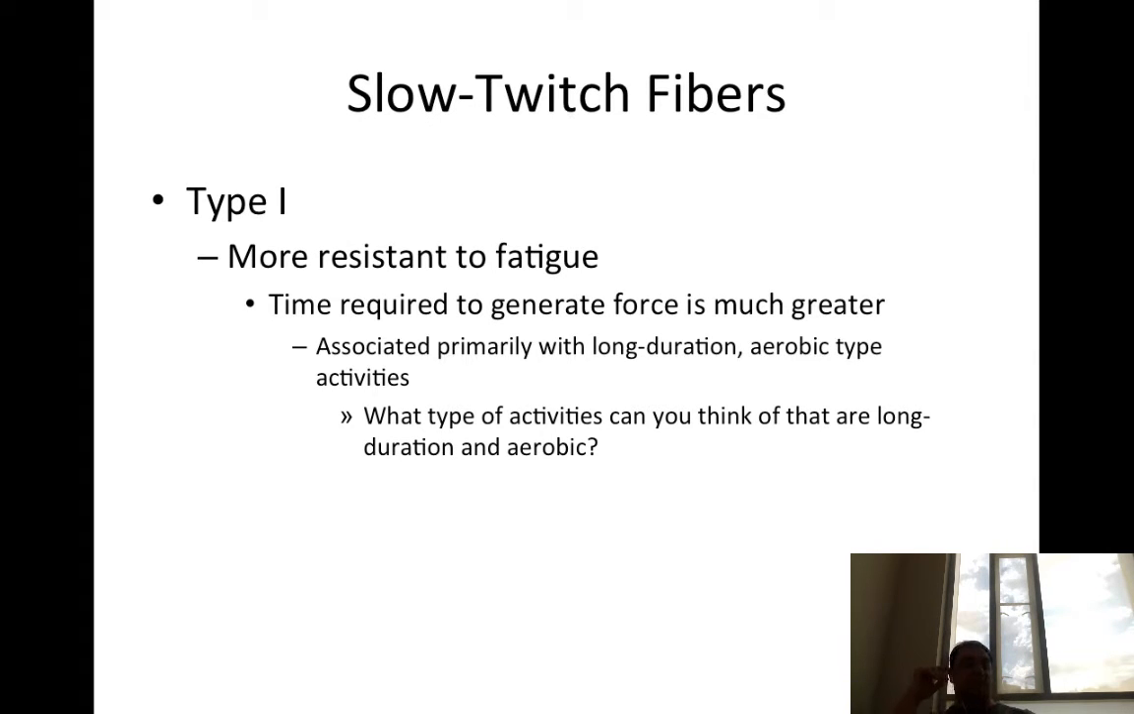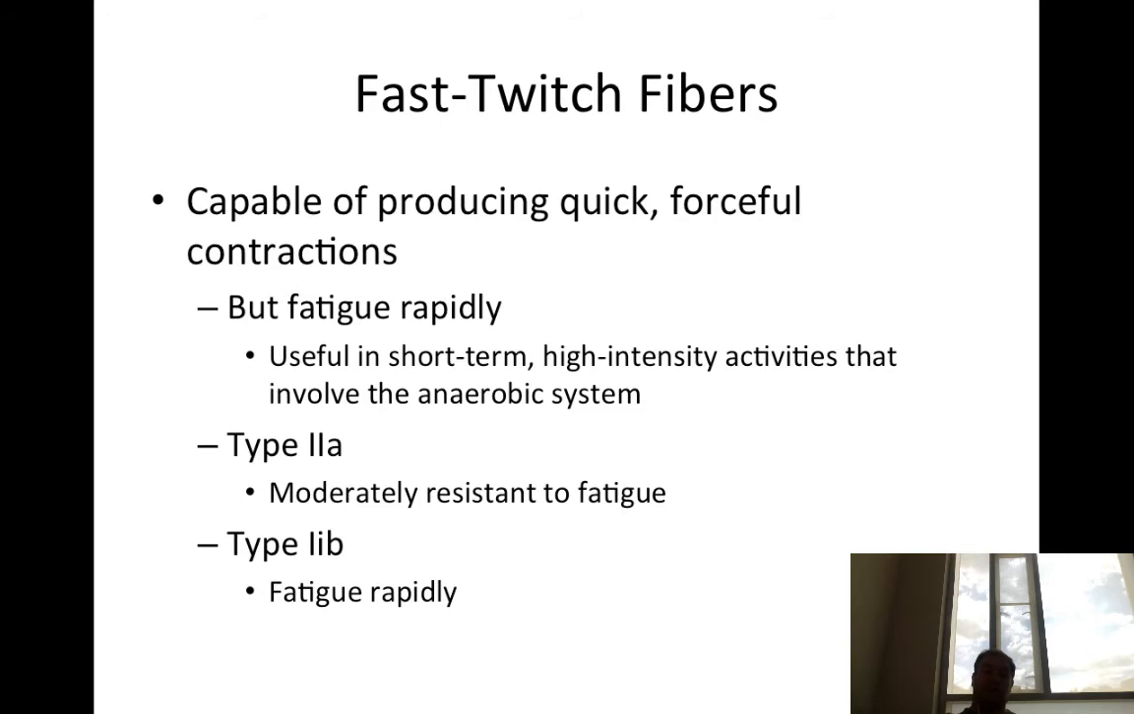All right, muscle fibers. All of this should be reviewed from anatomy and physiology. I'm not going to lie, right? Even exercise physiology. So type 1, most resistant to fatigue. So type 1 fibers or slow twitch fibers, they're most resistant to fatigue. The time required to generate force is much greater. So we associate these type 1 fibers with long duration aerobic activities. So in your heads, what types of activities can you think of that are long duration and aerobic? What does that word aerobic mean? Because the next one is anaerobic, right?